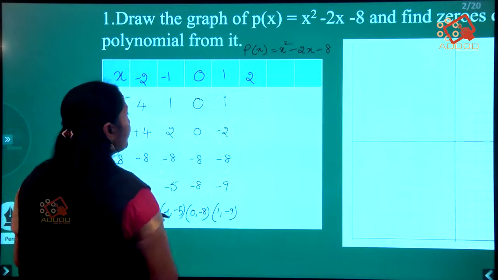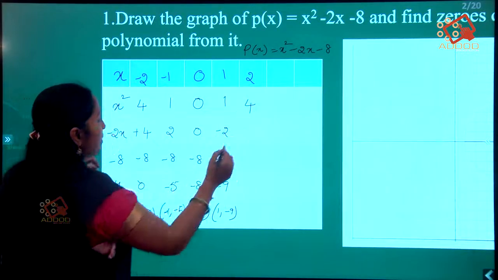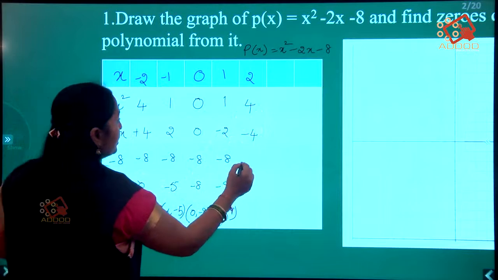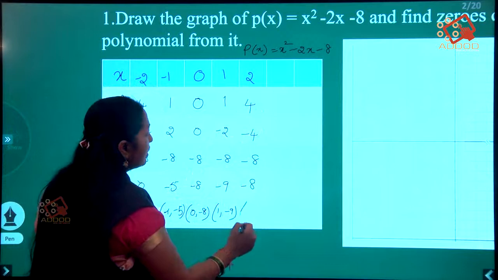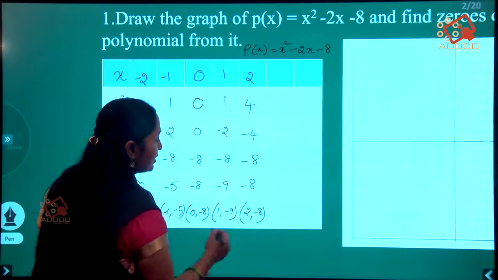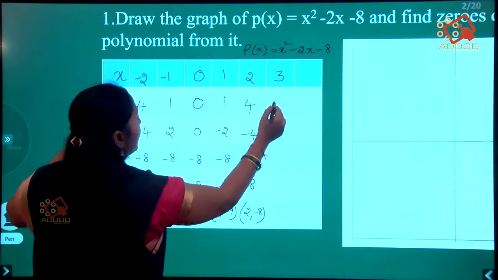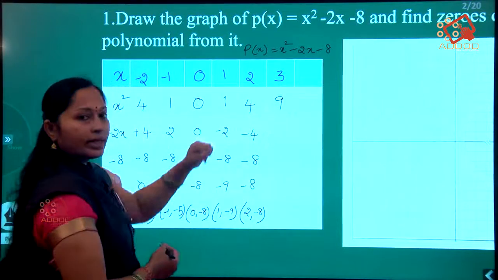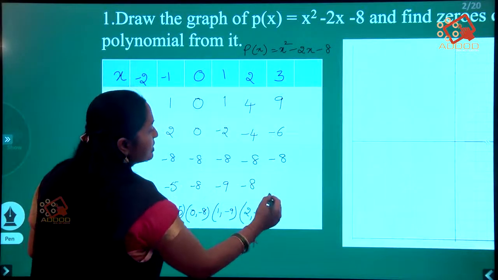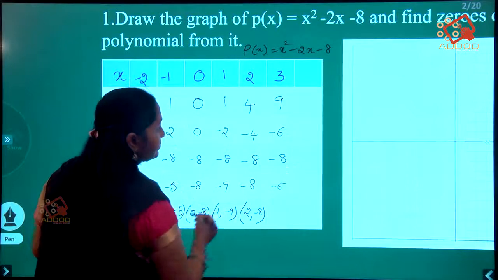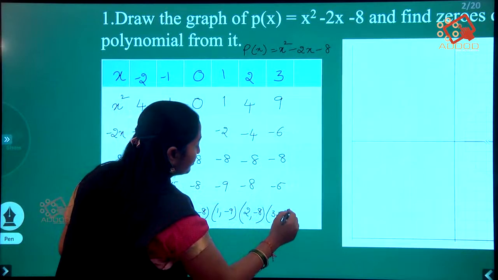Now, taking 2, square is 4 and minus 2 into 2 is minus 4 and minus 8. Sum of these numbers is minus 8. Now, the ordered pair is 2 comma minus 8. Now, 3 I am taking here. 3 square becomes 9 and minus 2 into 3 is minus 6 and this is minus 8. Sum of these numbers is minus 5. Now, the ordered pair is 3 comma minus 5.